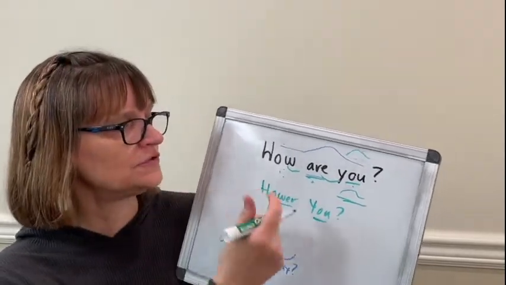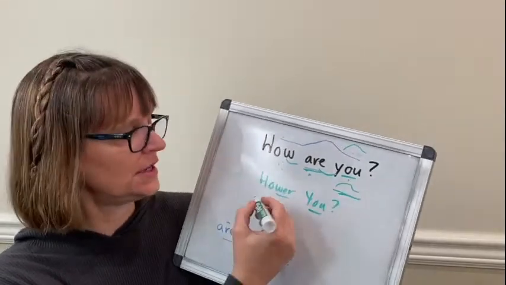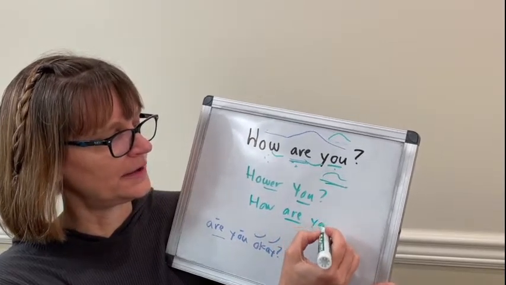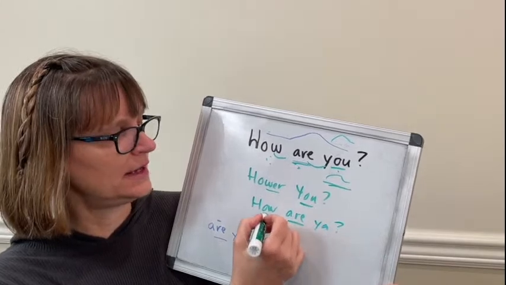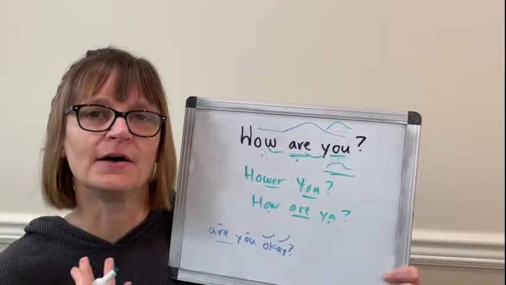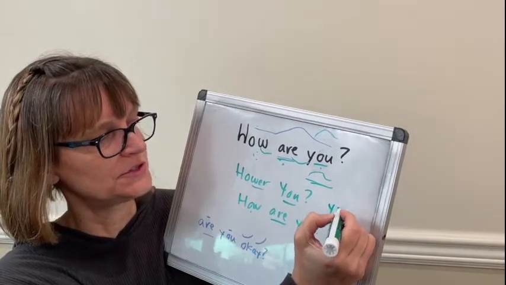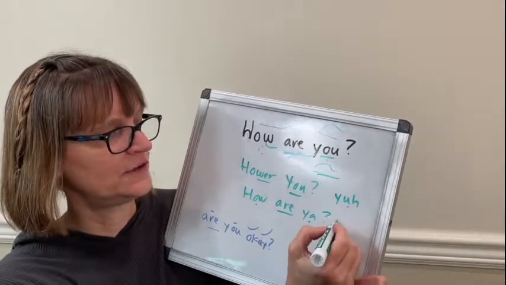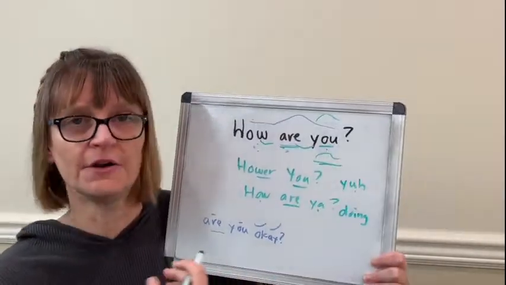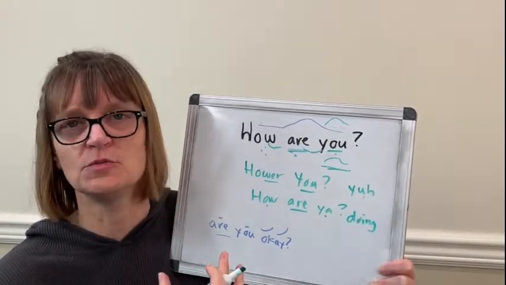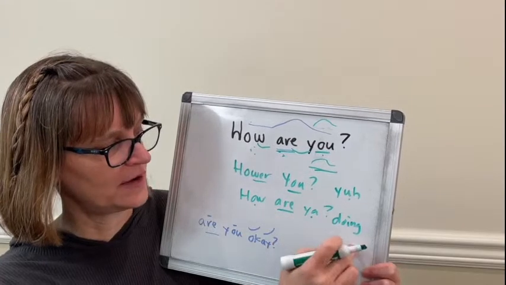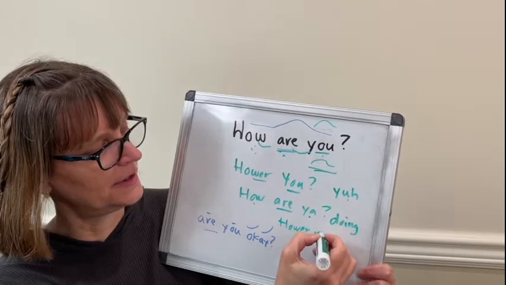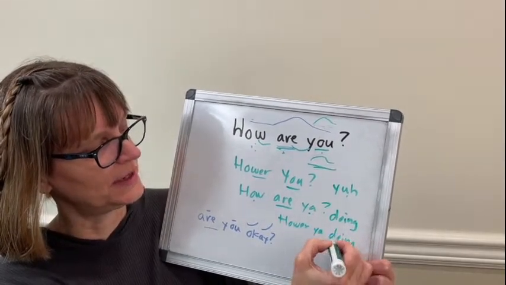If I'm using the how are you version, I can say it as how are ya? That's something that you hear, how are ya? Where you often gets reduced to ya if it's unstressed. It's more likely you're going to hear that if you're saying, for example, how are you doing? Where the you isn't the end of the phrase. How are you doing? Because doing is stressed.